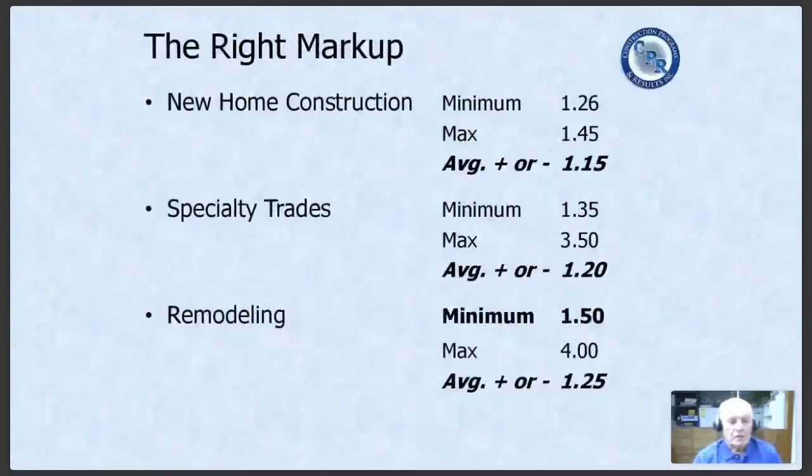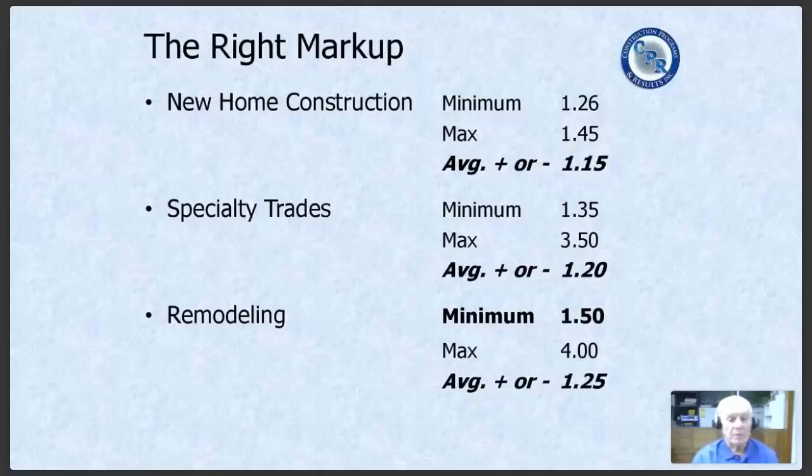All right, new home construction. The minimum markup for new home construction, the survivability markup for new home construction, is your cost times 1.26. Now remember, I've been studying why construction companies go out of business since 1969, and have been focused on the numbers in particular since 1980 in this business. Our research has shown over and over again that your minimum markup for new home construction needs to be 1.26, and it can range all the way up to 1.45 before it will have a decided effect on your sales.